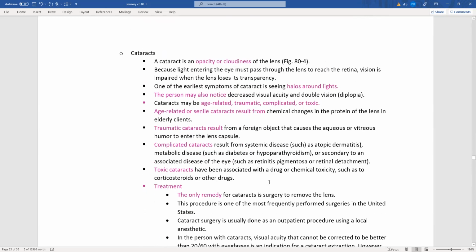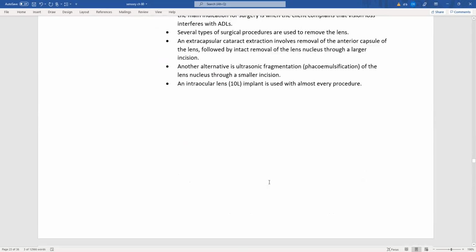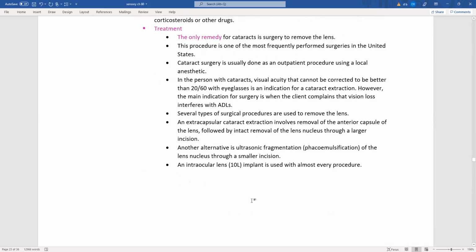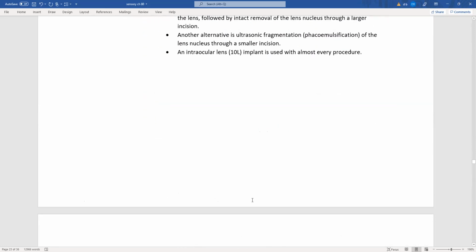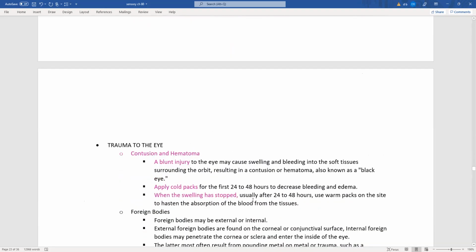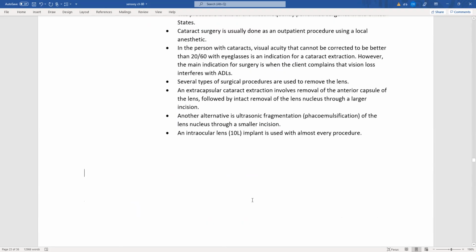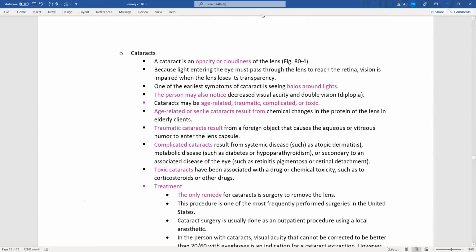Now we got cataract. I feel like talking about that. I can run through cataract. Let me see. I'm gonna stop right here. Tired. Pick up tomorrow.